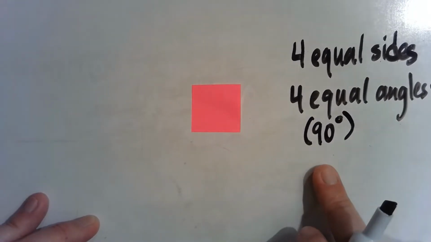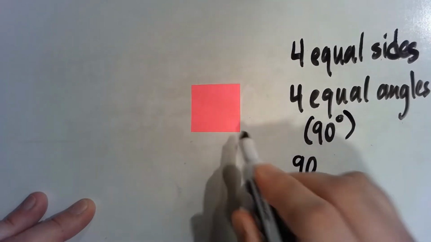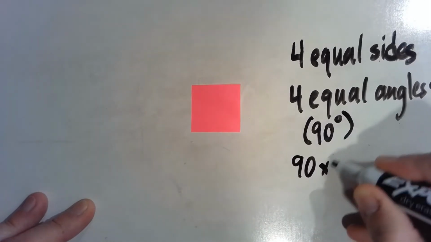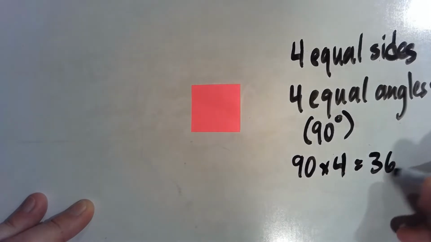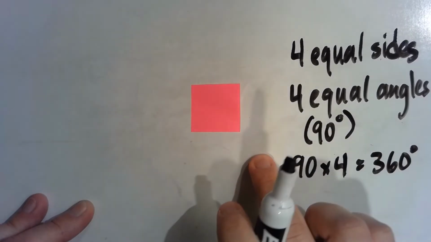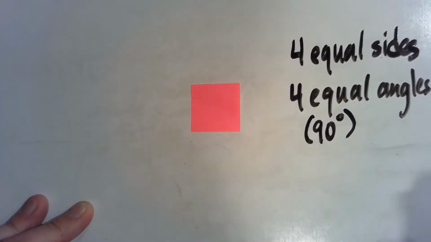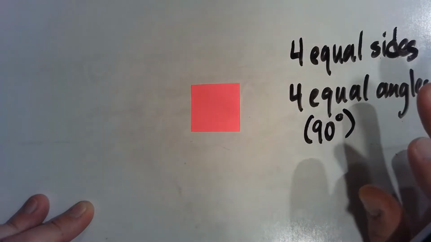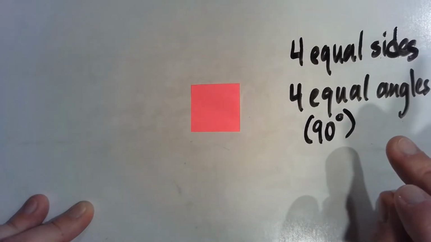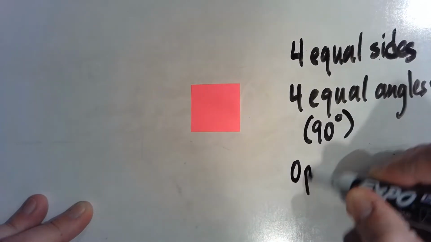That's important to know because when you add up 90 plus 90 plus 90 plus 90, or 90 times 4, you get 360 degrees. That's how many degrees are inside all of these internal angles. We'll get there. But a square is four equal sides, four equal angles. The other thing to know is that opposite sides are parallel.